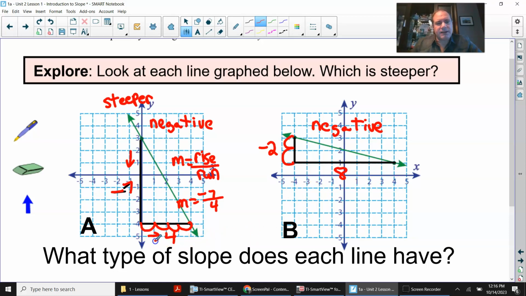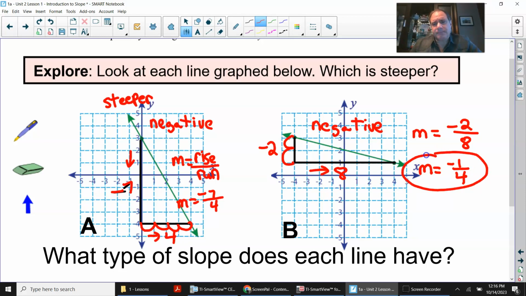All right, going to the right is positive. Going to the left is negative on the x-axis. So I'm going to put my rise over run together. My rise is negative 2, and my run is 8. M equals, and I'm going to reduce that fraction, negative 1 over 4. That is the slope.